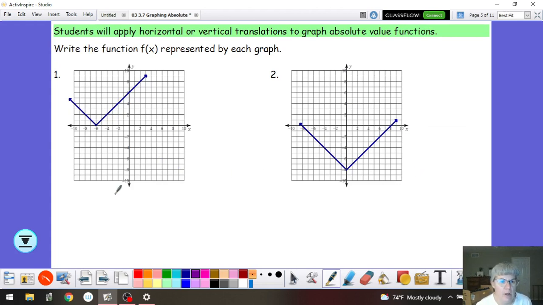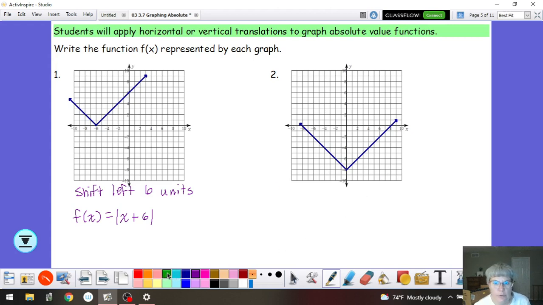So we can see here on example 1 that it shifted left 6 units. So when we write the equation, and it says write the function f of x, we're going to write f of x equals, open up the absolute value, x, since it's a -6, we want a +6 inside the absolute value, because when it happens inside the absolute value, that's how we get the horizontal movement.